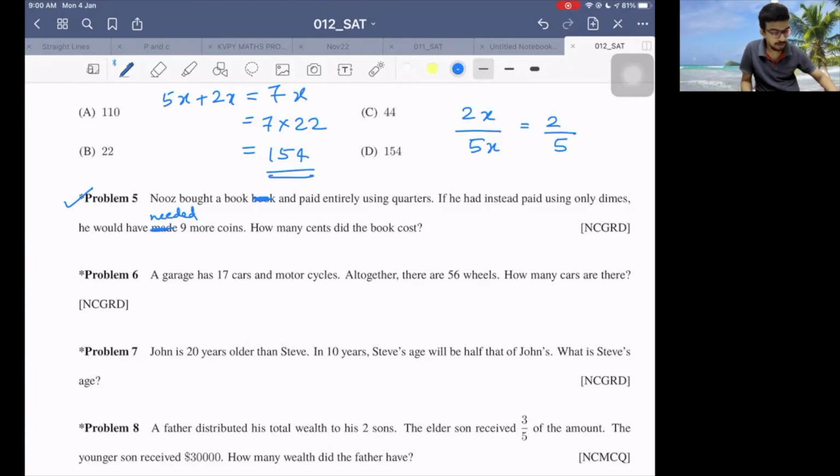Let's take 2 more minutes and then wind up the class, okay? Please try this question. Anybody has an answer yet?